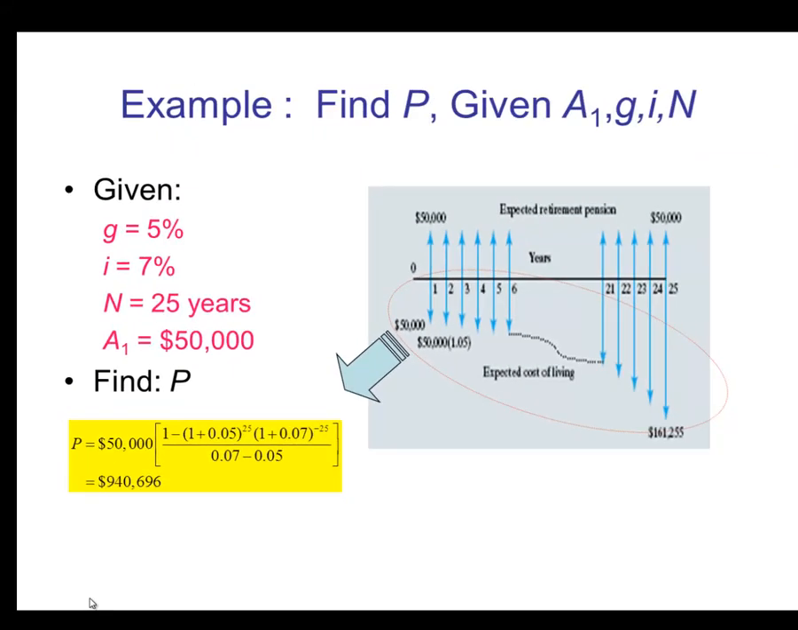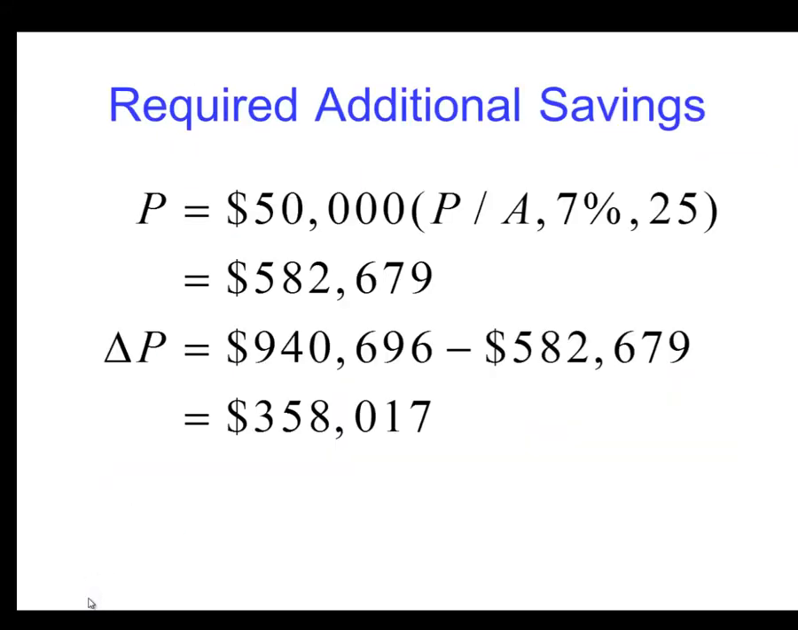$696. So now we can calculate, using the annuity or the payment, the 50,000 over the 25 years with 7% interest, and we subtract that from the gradient series. So the difference will be $358,017.